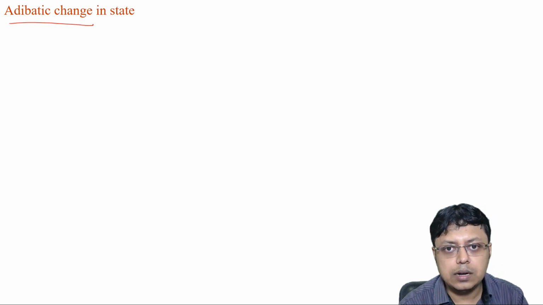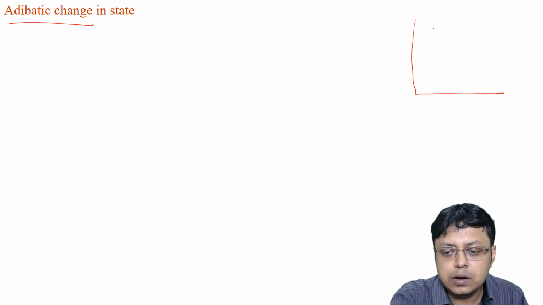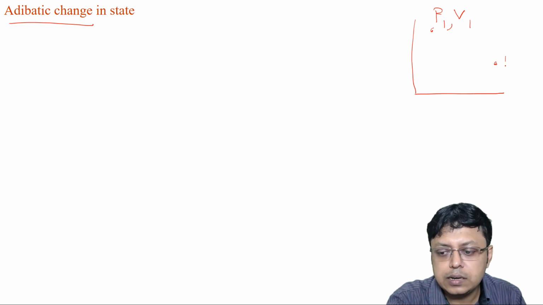Now let us try to understand what will be the pressure volume work associated with an adiabatic change in state. Now as before, let us consider that the system is undergoing some change from an initial state P1, V1 to a final state P2, V2.